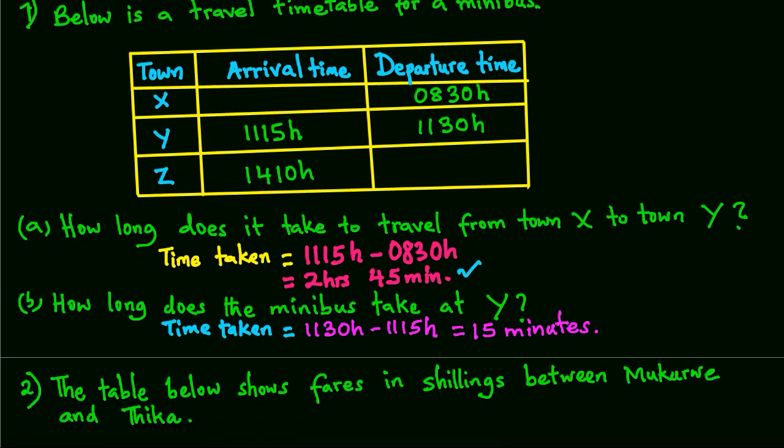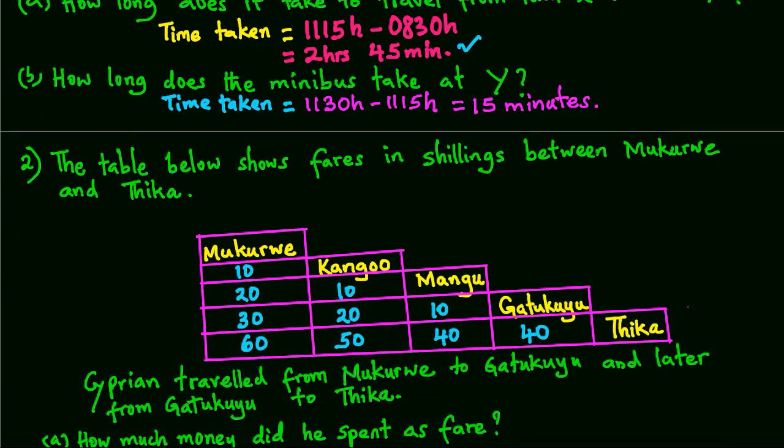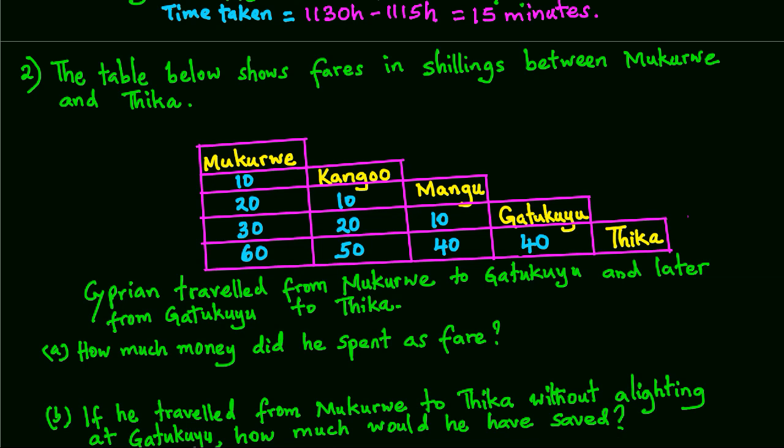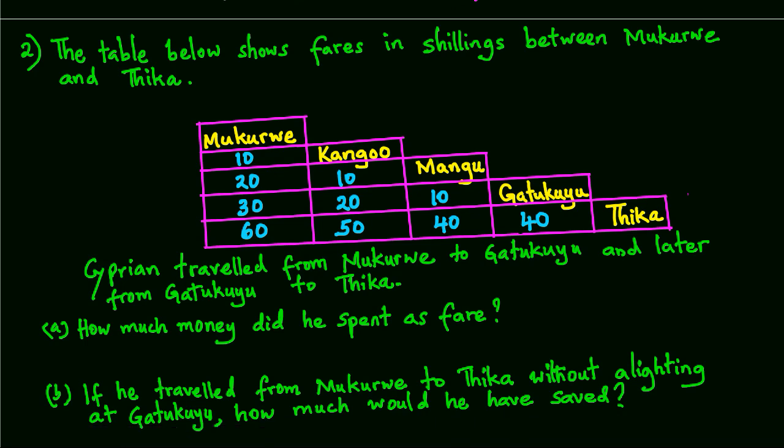A second table is this fare table, and this table shows fares in shillings between Mukure town and Thika town. Now remember, there's other towns between Mukure and Thika, and these towns are Kango, Mangu, and Gatukuyu. So Cyprian traveled from Mukure to Gatukuyu and later from Gatukuyu to Thika. How much money did he spend as fare?